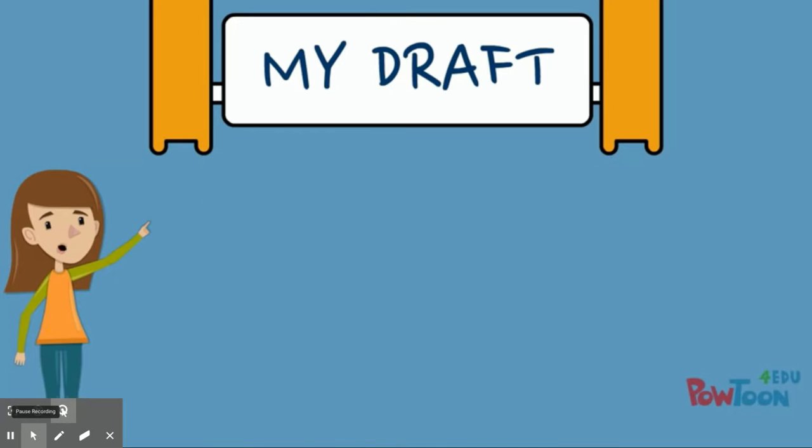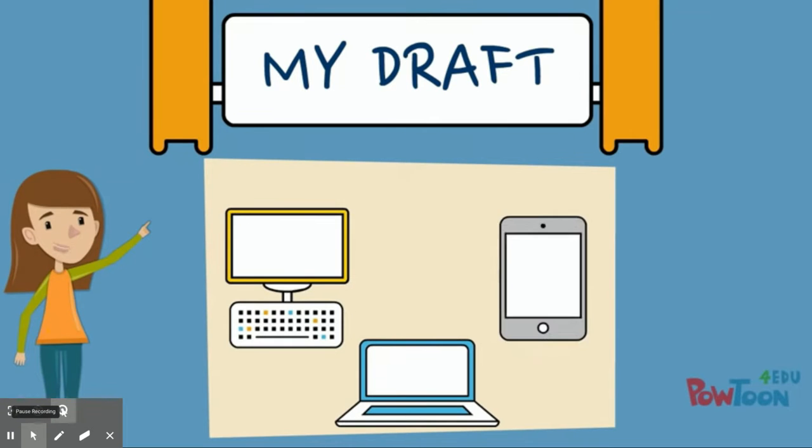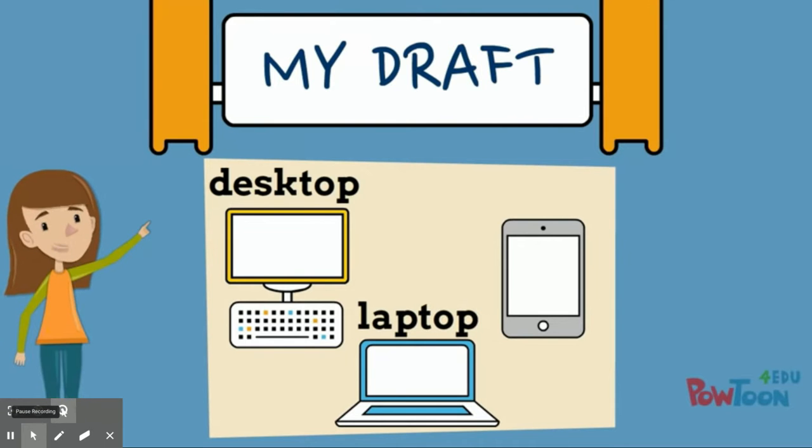Now I will draw a picture to go with this section. Our pictures can help teach the reader information too. I told about laptops, desktops, and tablets, so that's what I'm going to draw. I will label my pictures to show the reader which is which.